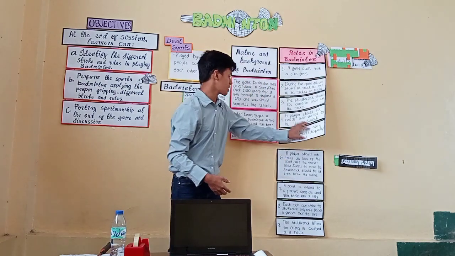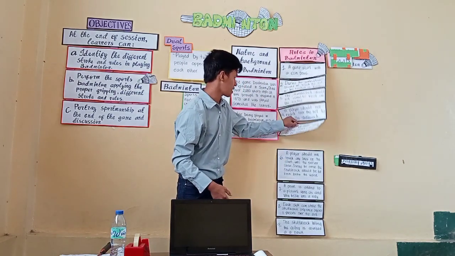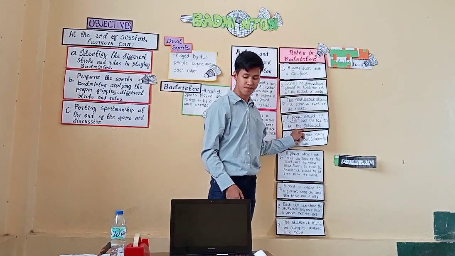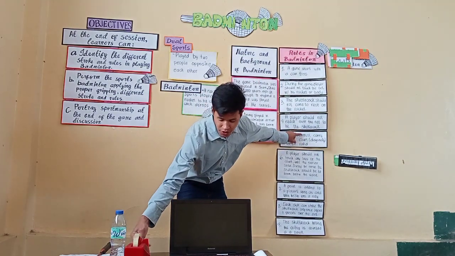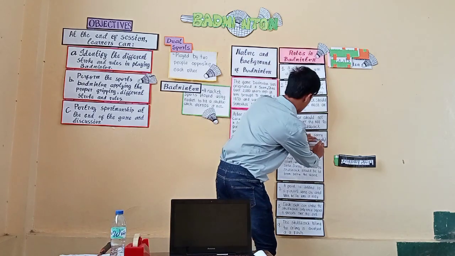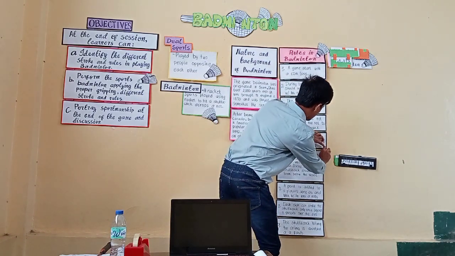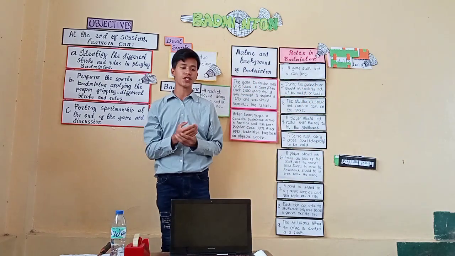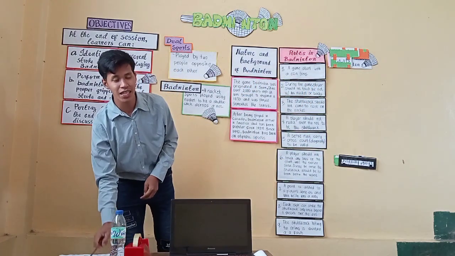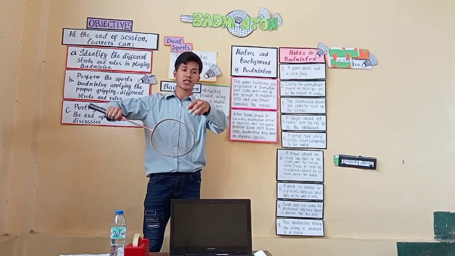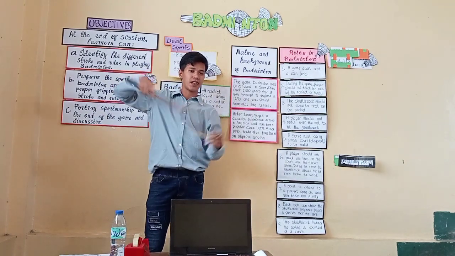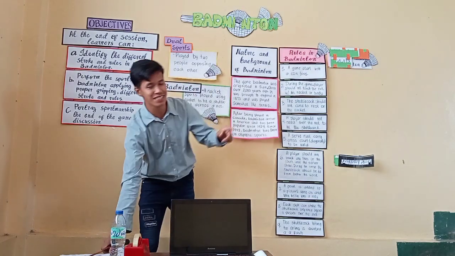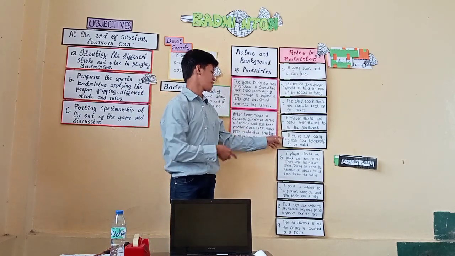The fifth one is a serve must carry across the court diagonally to be valid. So when you serve, you serve diagonally instead of straight in front.